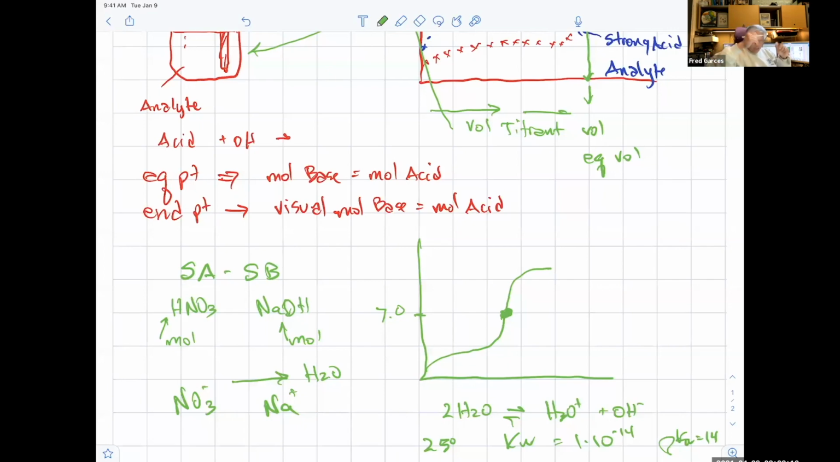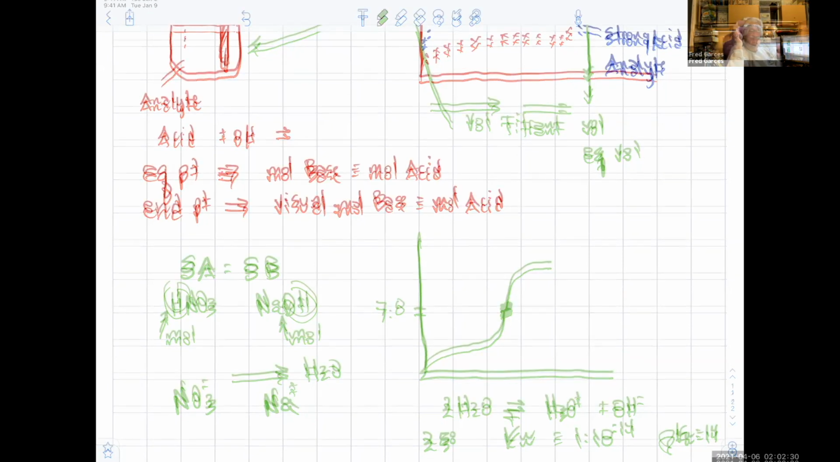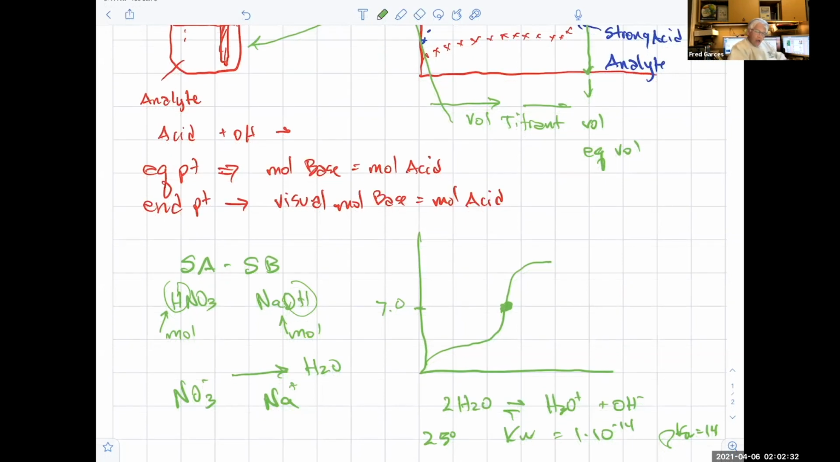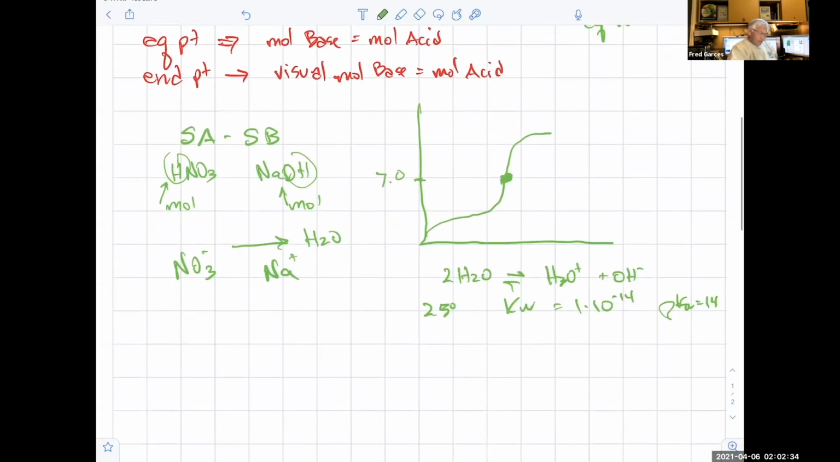You're going to add enough titrant so that the moles of the base that you added is equal to the moles of your acid. At that point, there is no excess hydrogen ion. There is no excess hydroxide ion. They form water. The conjugates, the nitrates and the sodium, will not do anything in water. So for a strong acid, strong base system, what you need to do is the following.